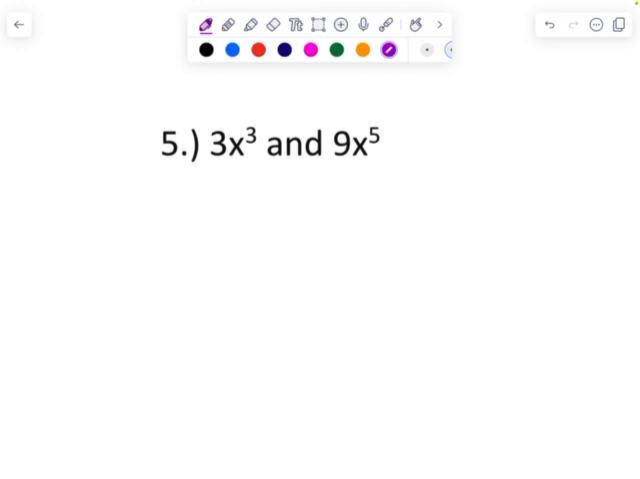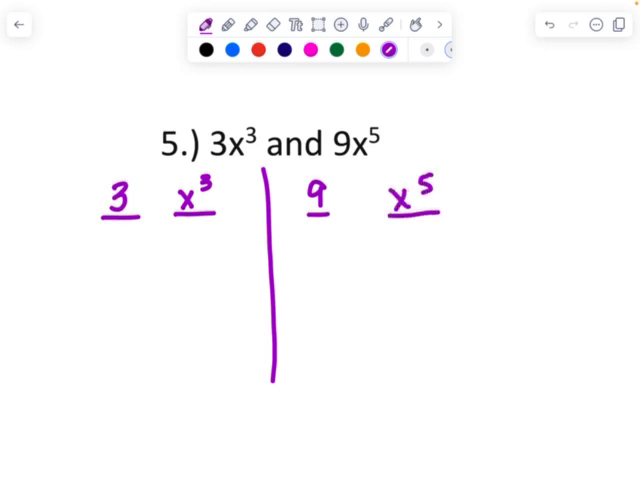I have 3x cubed and 9x to the 5th power. I'm going to separate 3 and x cubed, and 9 and x to the 5th power. Let's find the factors of 3. 1 times 3. That's it, because it's prime. The factors of x cubed, think about expanded form. The only way I can get x cubed is if I multiply x times x times x.